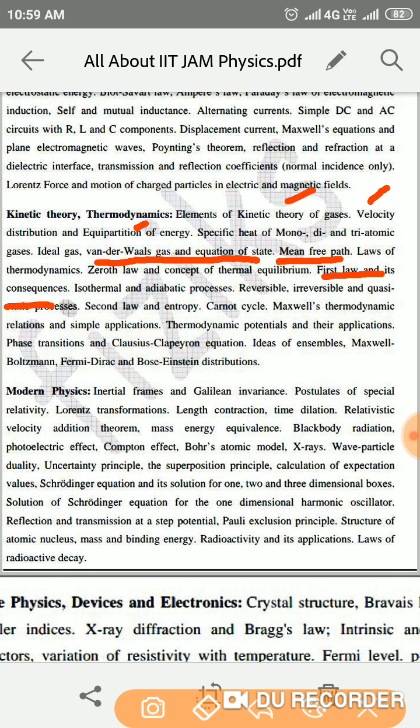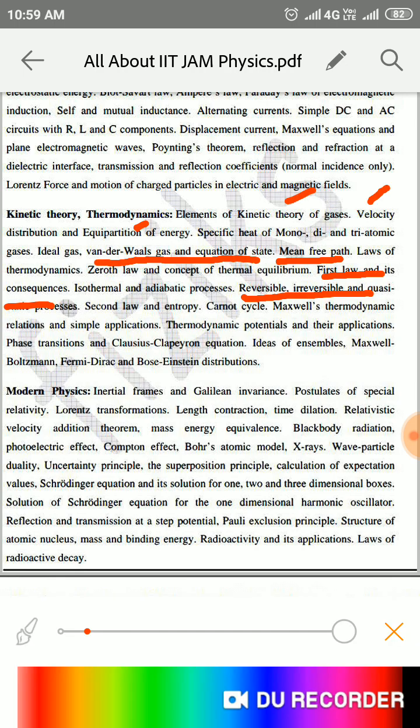And then you should be able to know about the different types of process like reversible, irreversible, and quasi-static processes. Second law and entropy, most important. Second law and entropy is the most important topic. Now Carnot cycle is also very important.